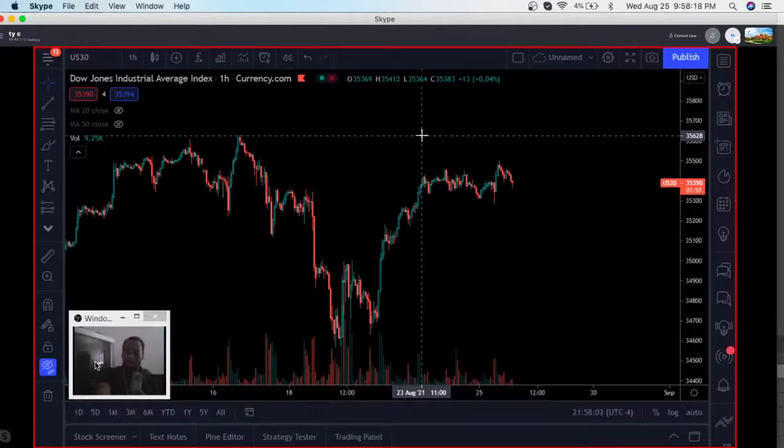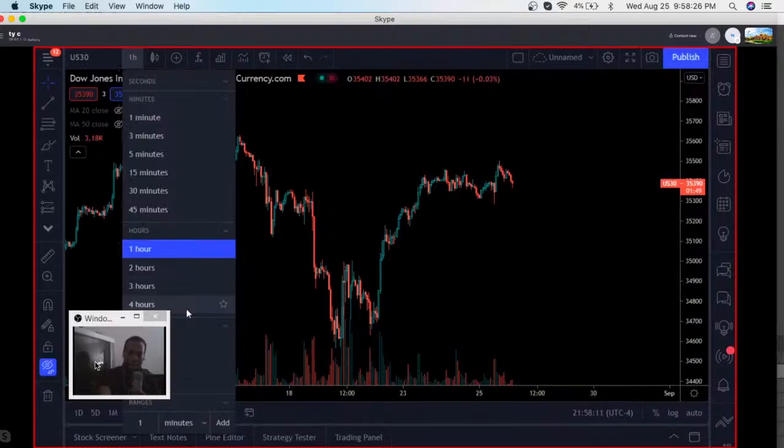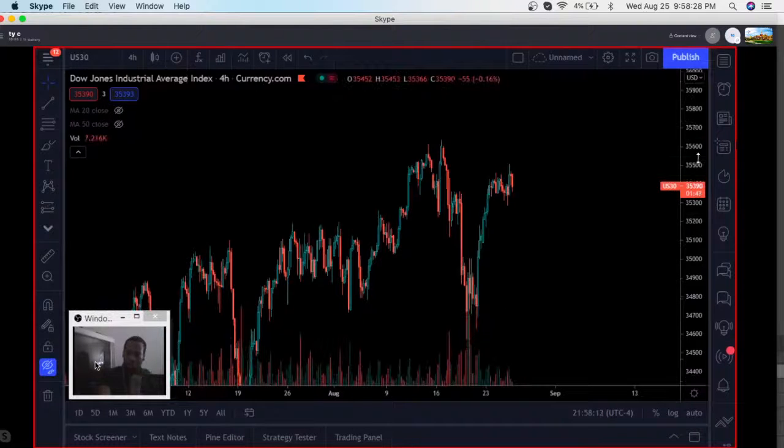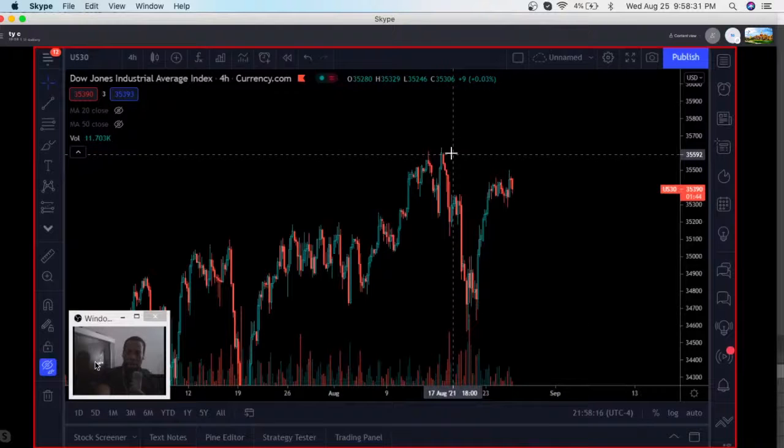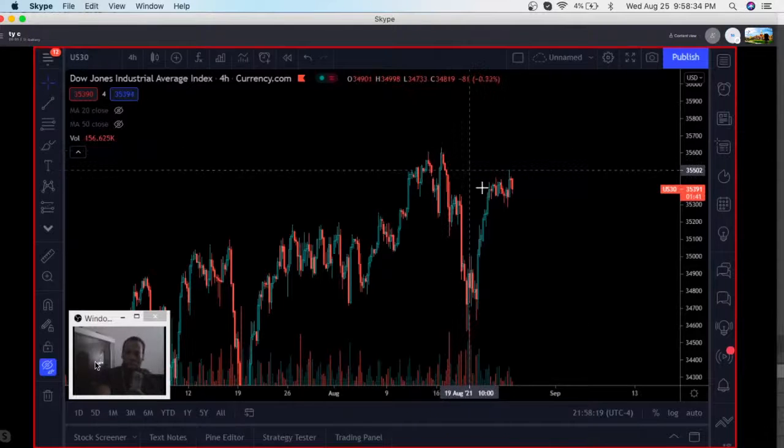But first, I would just like to see prices come back up to retest market structure at 35,625. So that's the level that I have my eyes on. Eventually, I want to see 750. But right now, I'm looking for that 650 to maybe 625 level to be hit.